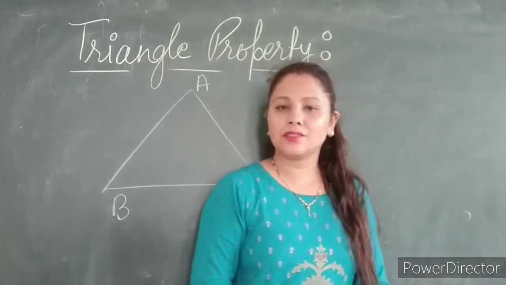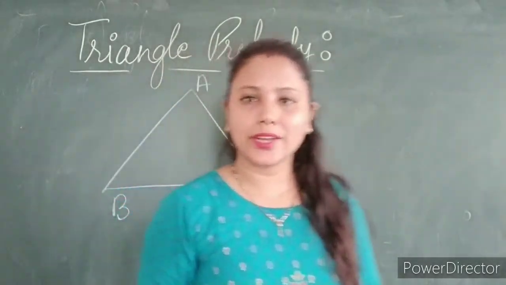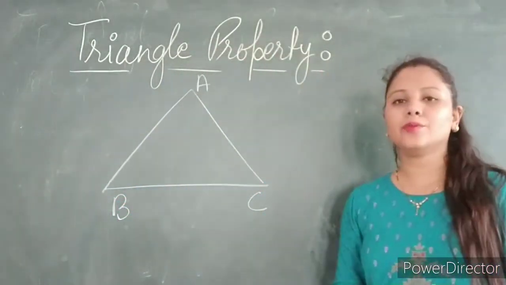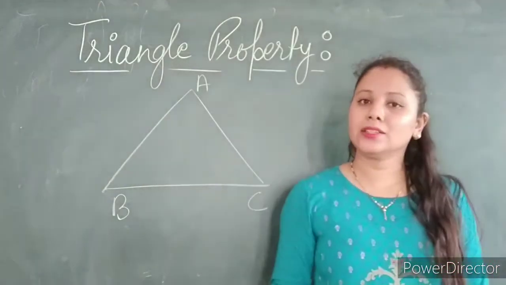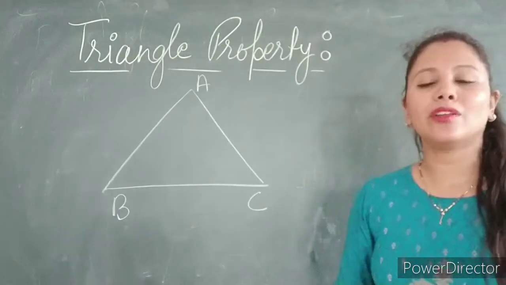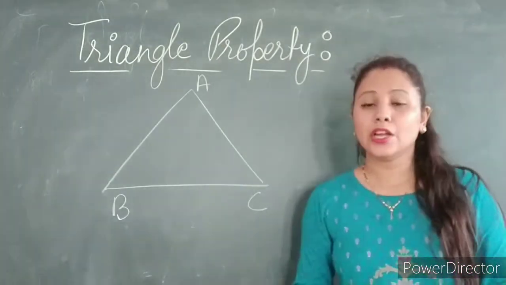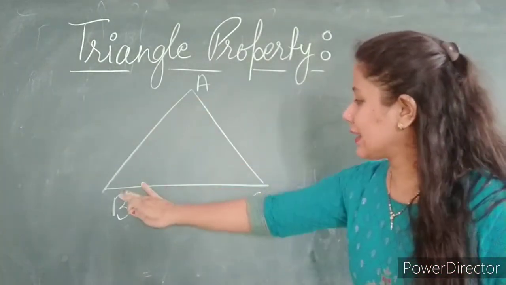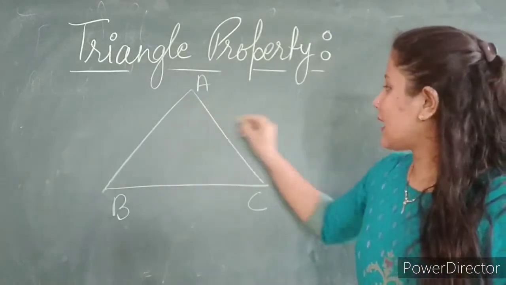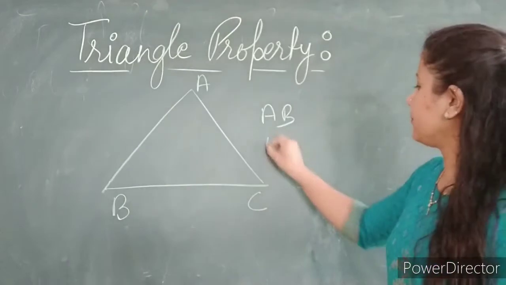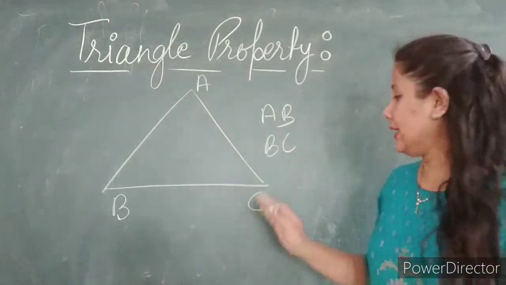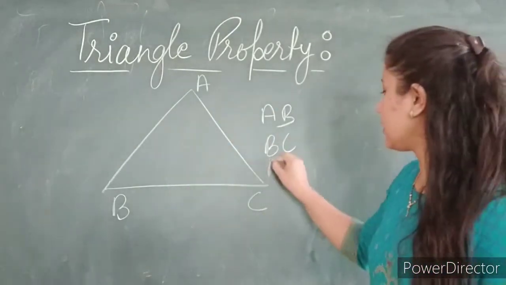Our next property is the triangle property. Okay, so what is the triangle property? According to the triangle property, in a triangle, the sum of any two sides is always greater than the third side. Okay? Suppose that here we have a triangle A, B, C. So the first side is AB, another side is BC, and the third side is AC.